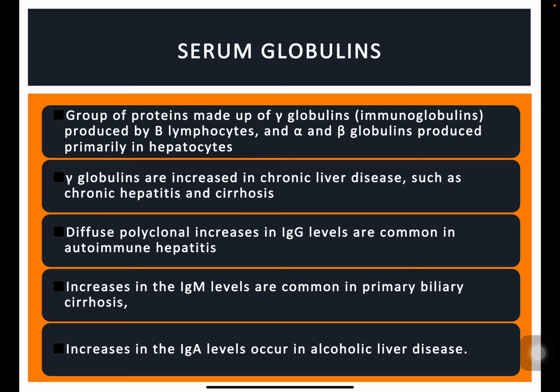So serum globulins are a group of proteins made up of gamma globulins. So they are called immunoglobulins, which are produced by the B lymphocytes, and alpha and beta globulins produced primarily in hepatocytes. The gamma globulins are increased in chronic liver disease such as hepatitis and cirrhosis. And if there is a diffuse polyclonal increase in IgG levels, these are more common in autoimmune hepatitis, and increases in the IgM levels are common in primary biliary cirrhosis, and increases in the IgA levels occur in alcoholic liver disease.